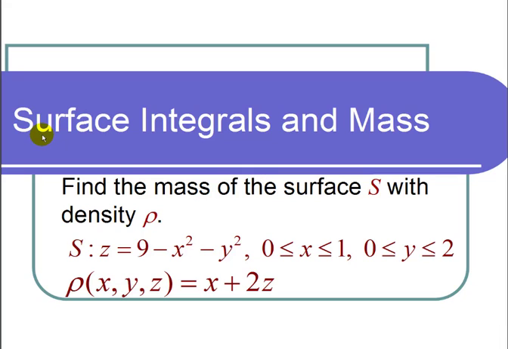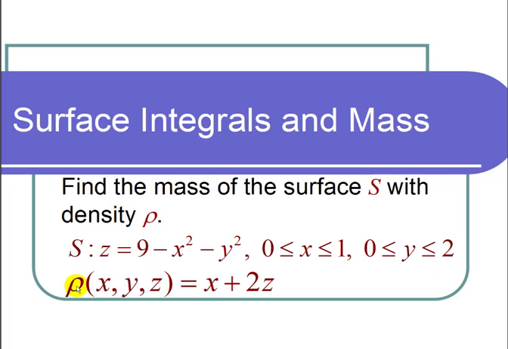This is a video on surface integrals and mass. The question states, find the mass of the surface S with density ρ, where the surface S is defined by the function z is equal to 9 minus x squared minus y squared for x between 0 and 1 and y between 0 and 2.